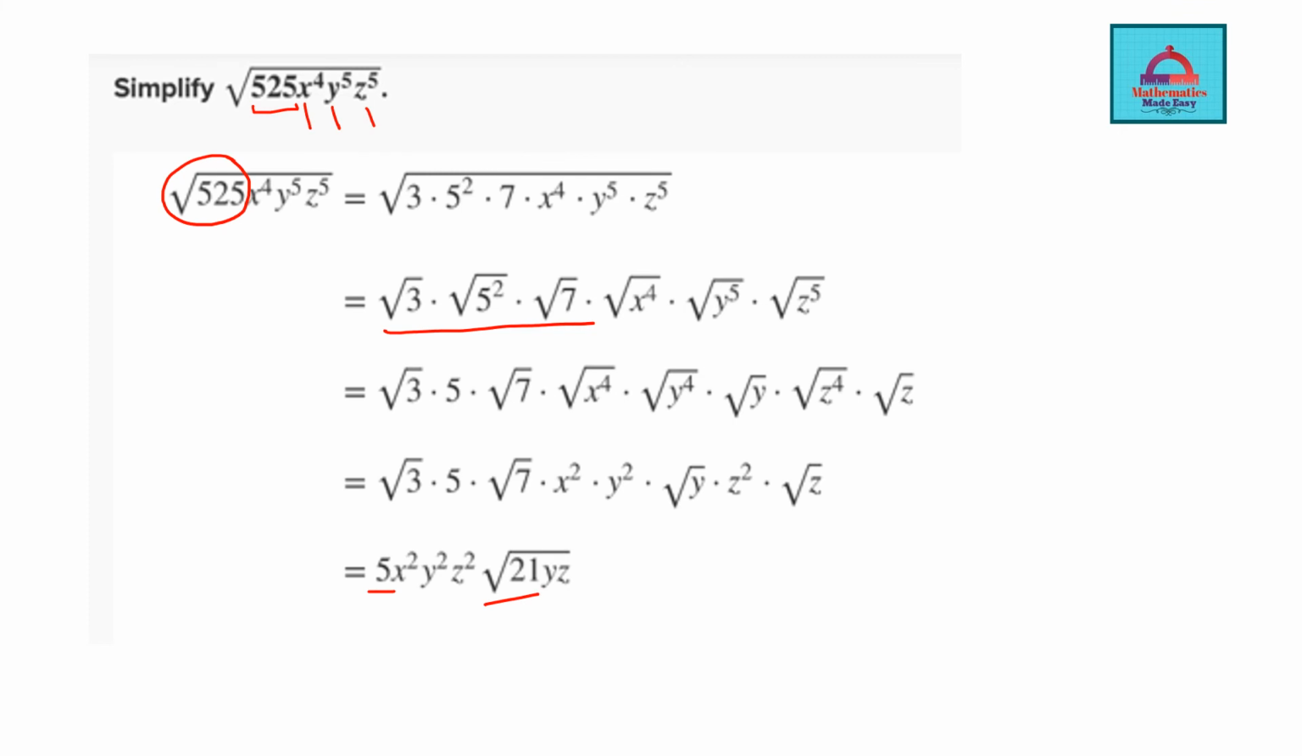Then for x to the power 4, if you see, it is already having pairs, so it will come out of the radical to give you x square. If you look at y to the power 5, y to the power 4 is in pairs, it will come out to give you y square. Inside would be y. If you look at z to the power 5, it will come out of the radical with square root of z to the power 4 to give you z square, and inside would be z left. So this would be the simplification of the square root using the same method.